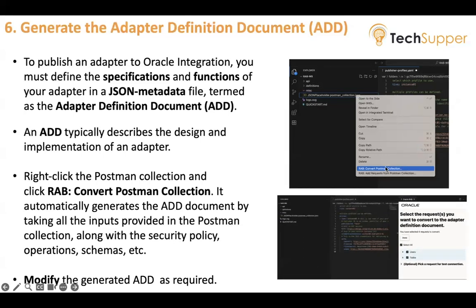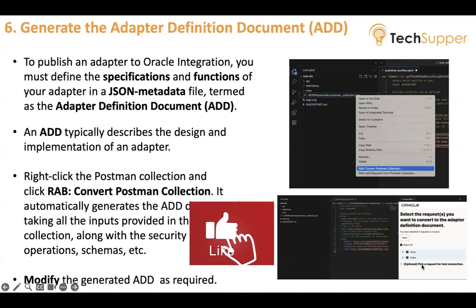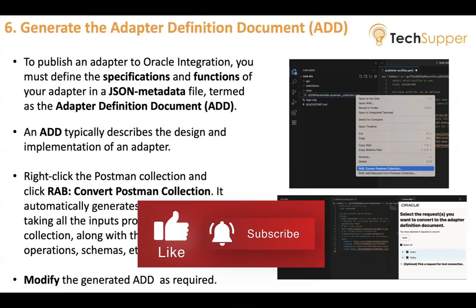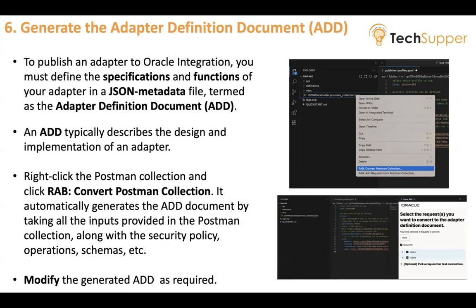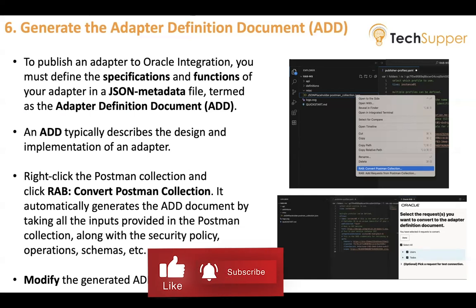When you use rab convert Postman collection, it will show you all the folders, like users and to-dos. Under users, you will have all the required APIs. Under to-dos, you will have all the APIs, and you choose whatever you want to expose in your adapter. After this ADD file is generated, you can modify it if required, like adding more security policies in your adapter. We have various policies in adapters like client credentials, resource owner, basic authentication, and none. All those security policies are available in this RAB.